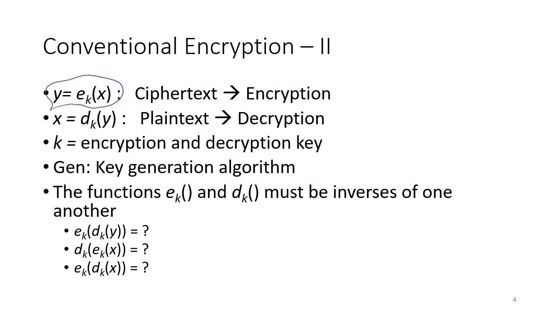Gen, which you saw in the previous slide, is the key generation algorithm. And the functions E and D are inverses of one another. So for example, if you encrypt dk of Y, ek and dk get cancelled and you get Y. Similarly, if you decrypt ek of X, they get cancelled and you get X. And the last one is tricky. You are encrypting the decryption of X, but theoretically speaking, it is the same process here, which means that this E and the D, they get cancelled and you end up with X here.